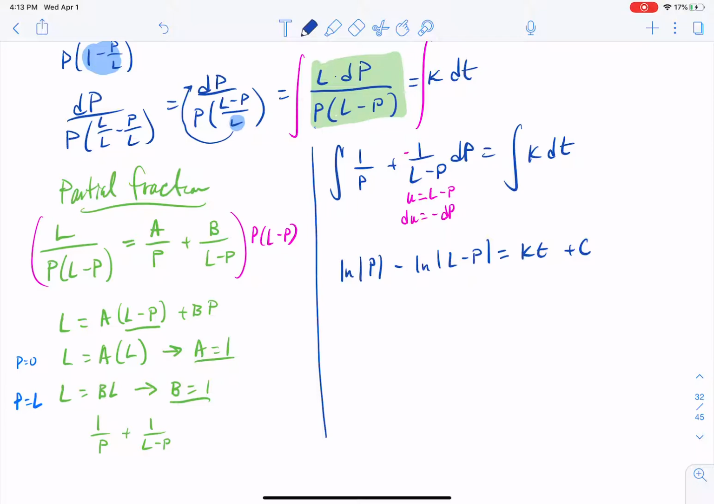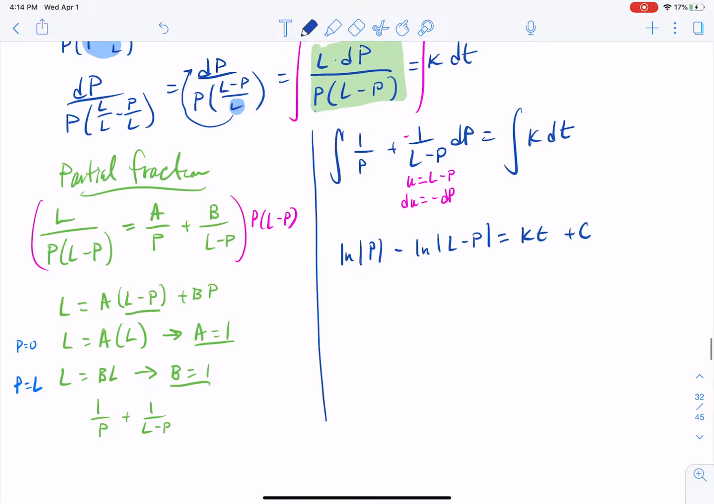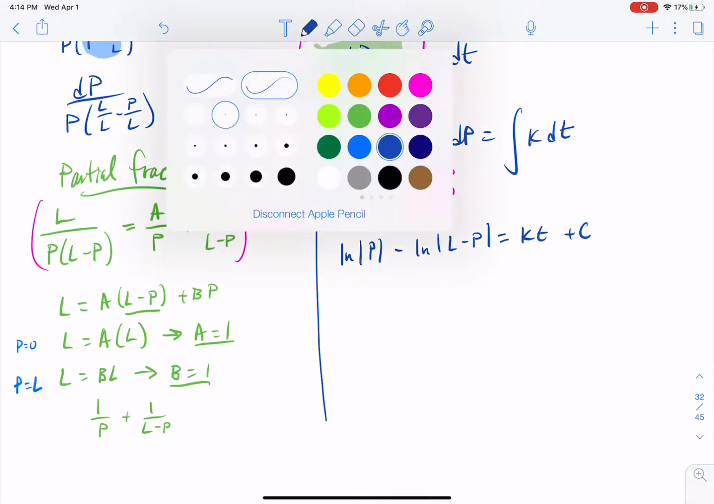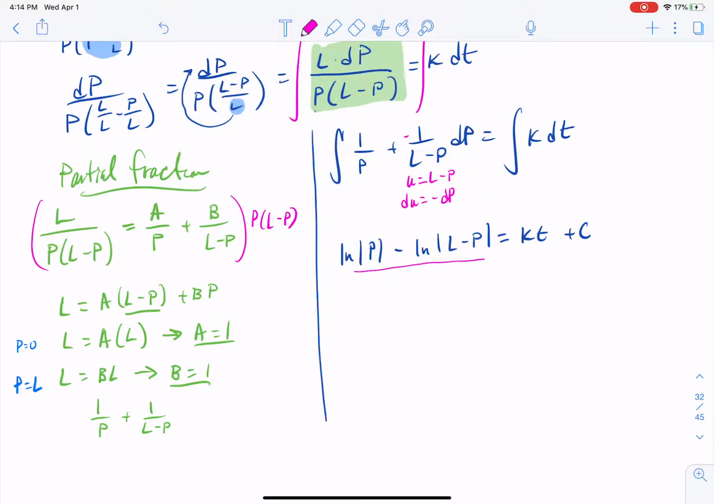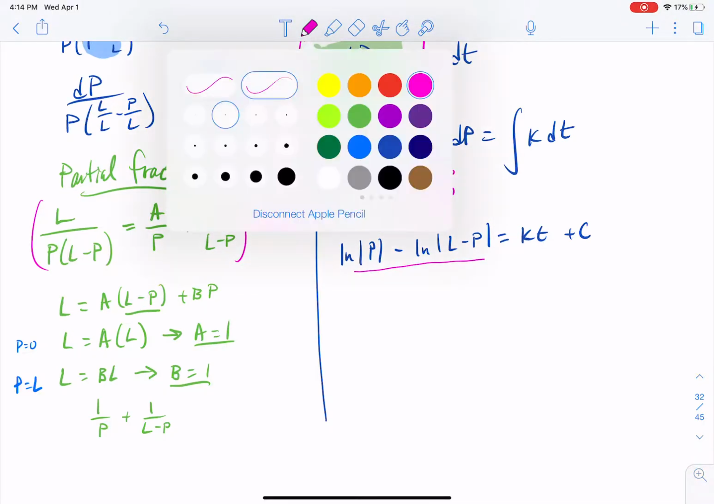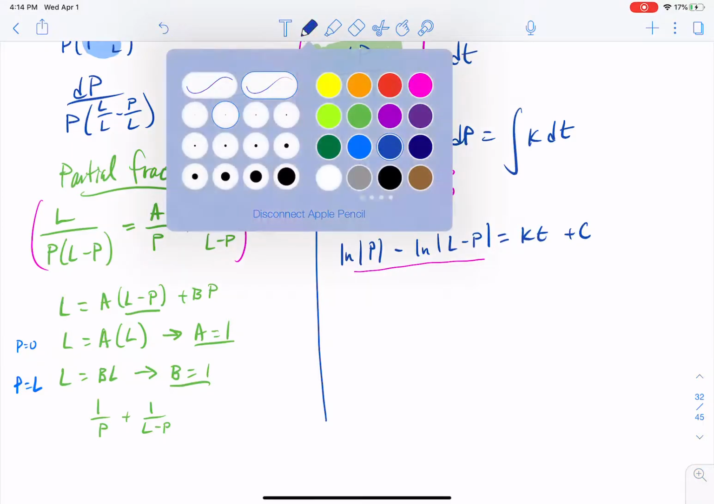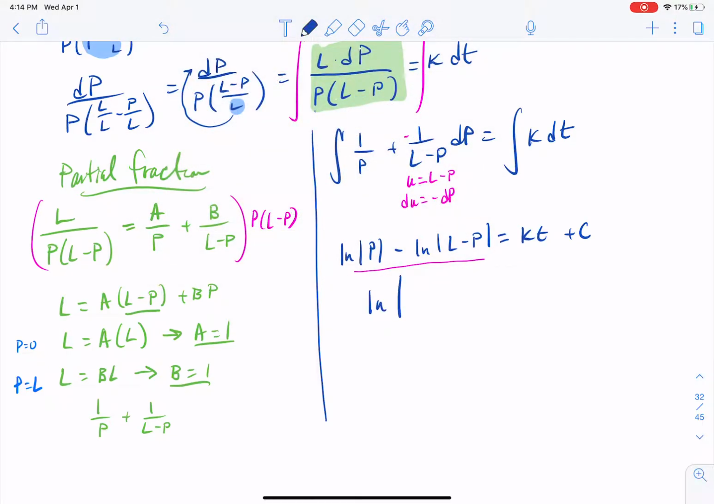All right, now we got to fix it. We got to solve this thing. We got to make it look pretty. And I'm going to use some properties of exponents over here on the left-hand side to condense these. Subtraction is going to turn into a quotient of logs. Natural log, absolute value of P over L minus P is equal to kt plus C. We need to get rid of the natural log, and we do that by exponentiating, e to the.